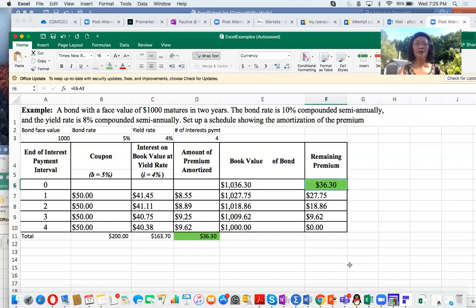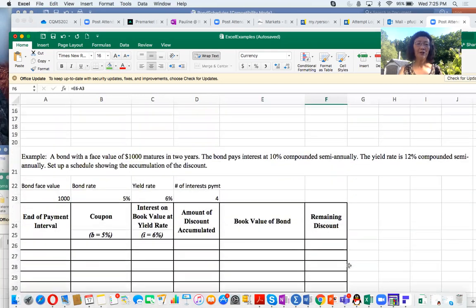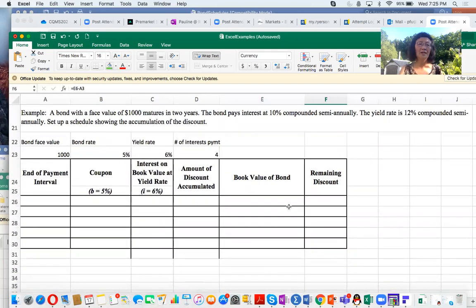Sometimes a bond is purchased at a discount. How do you create a schedule? That is the topic I will turn to next, and again, I will use an example. In this example, a bond with a face value of 1,000 matures in 2 years. The bond pays interest at 10%, compounded semi-annually. The yield rate is 12%, compounded semi-annually. Set up a schedule showing the accumulation of the discount.